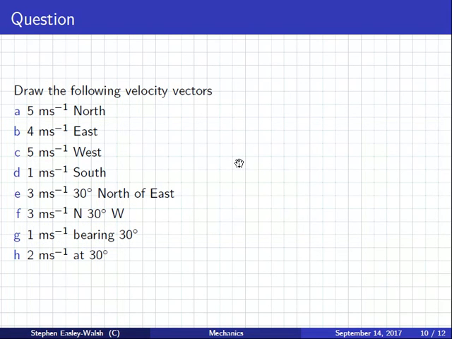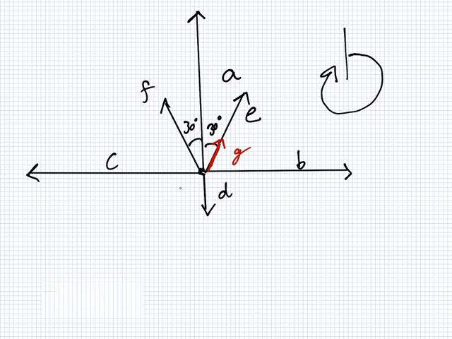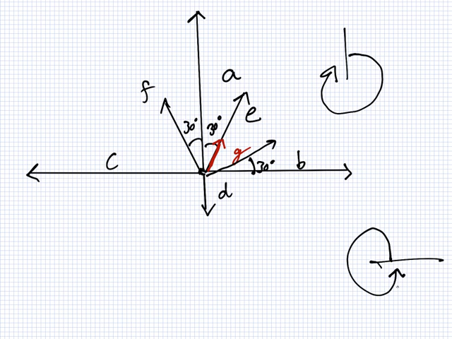And finally, 2 meters per second at 30. So if I just say at 30, what do I mean then? From which one? North, south, east, west. What's your choice? North and east of north. I think you were right the other way, north of east. When you just say 30, it's from this way, 30. Because if you measure angles in maths, you always start here and you go around that way. What was that last one then? H.